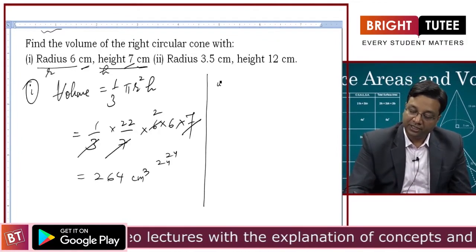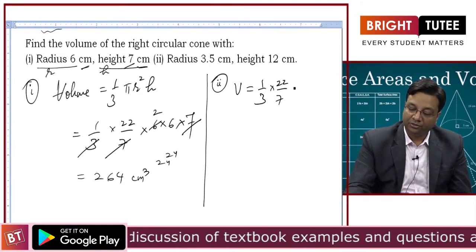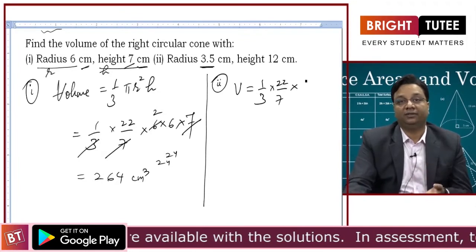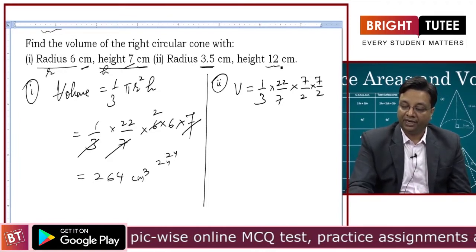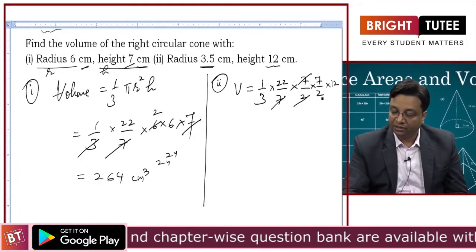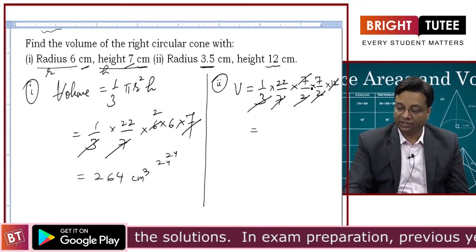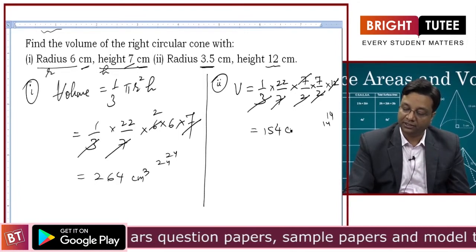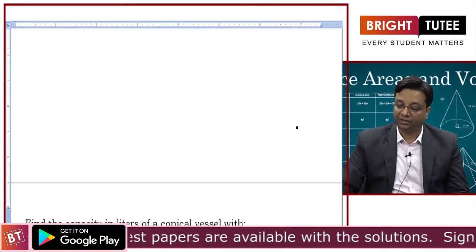The second part is also very easy because everything that we require is already given. 1 by 3 pi I am taking as 22 by 7, radius square, radius is 3.5, 3.5 is 7 by 2, so square of 7 by 2 will be 7 by 2 into 7 by 2. And it has to be multiplied with height, which is 12. So, 7 is cancelled. 2 into 2 is 4. 4 into 3 is 12. So, this 12 is also cancelled. 22 into 7 will give you your answer, which is 154 centimeter cubes. Okay. So, this question was very easy because everything was given in this question.